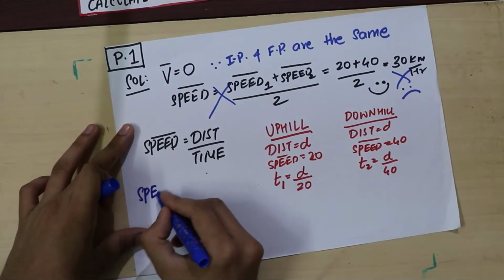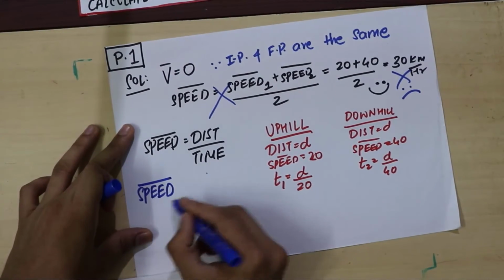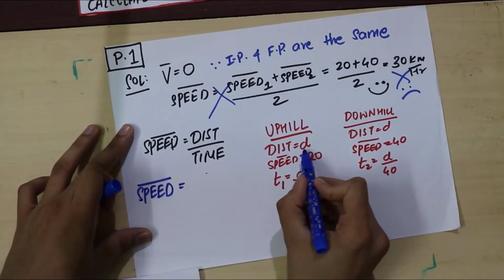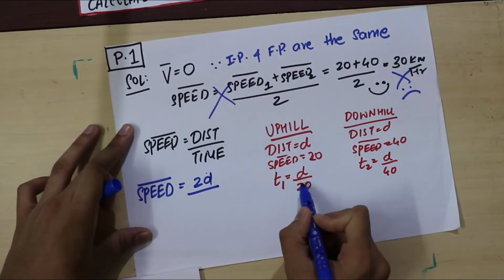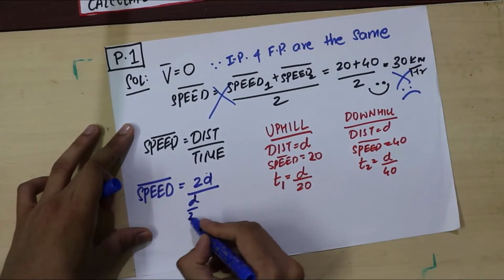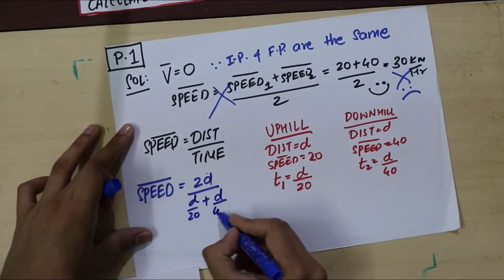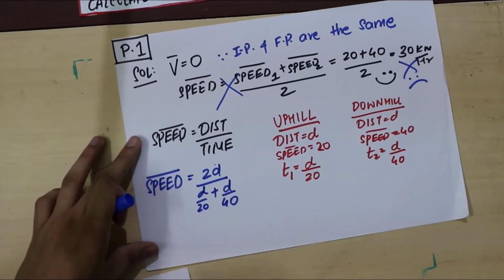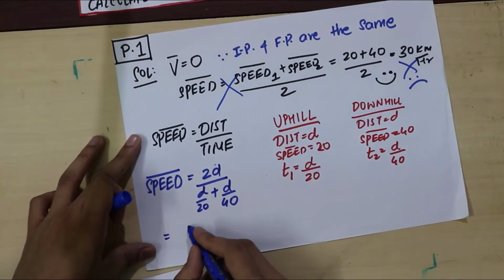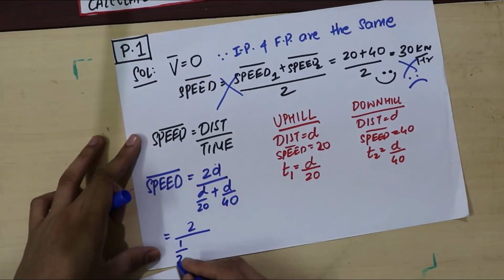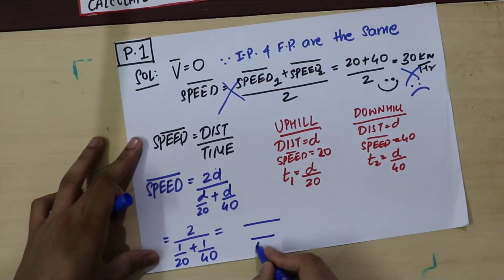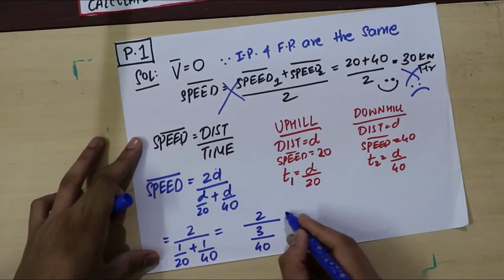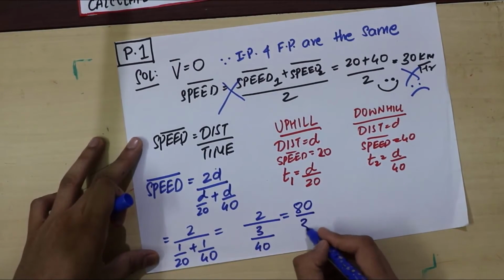So the average speed for the round trip is going to be the total distance for the round trip, that's d plus d, that's 2d, divided by the total time, that's t1 plus t2, that's d by 20 plus d by 40. Now all we have to do is simple algebra. So d cancels out. So I get 2 divided by 1 by 20 plus 1 by 40. Let's get rid of this. And we take the common denominator. That's 40, that's a 2, that's a 3. So you get 80 divided by 3.